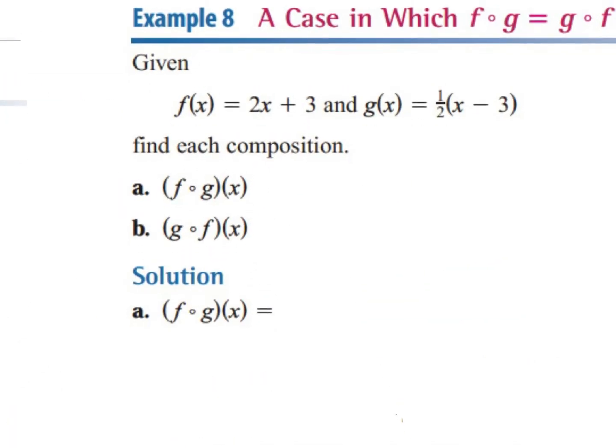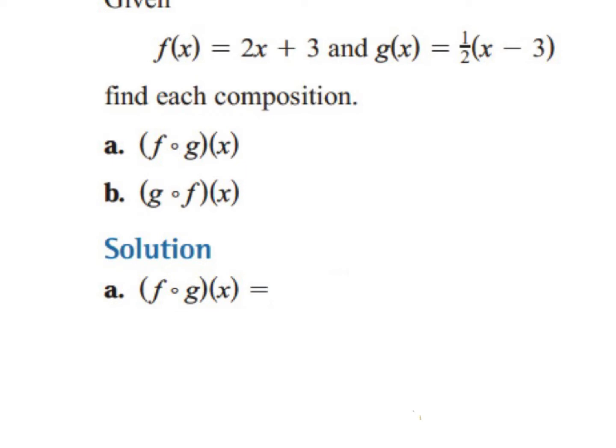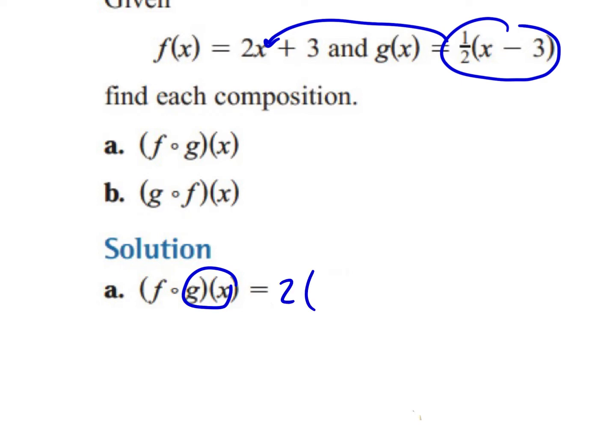So here it wants us to find f of g and g of f. So let's start with f of g. So which one's on the inside? G. So I'm going to take my function g and put it on the inside of f. So I have 2 times 1/2 x minus 3 plus 3.